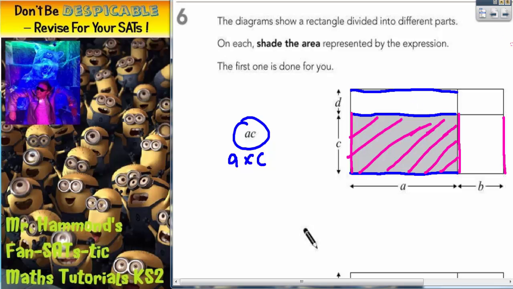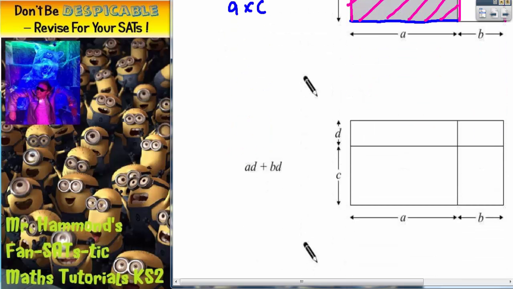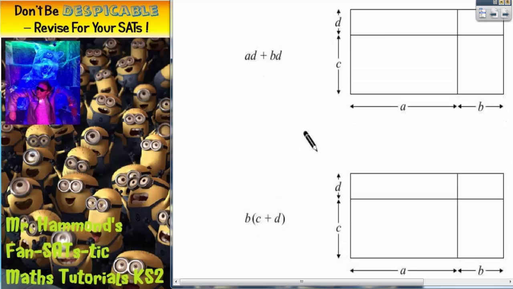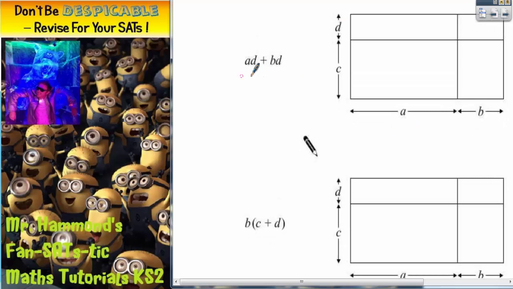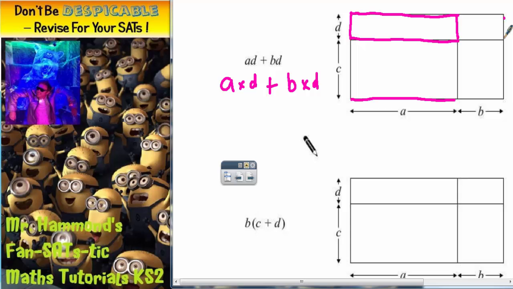Now we're going to use a similar sort of technique on the second part of the question. So on the second question, we've got A to D, which would be A times D, and we've got to do B to D, which is B times D. So first of all, let's shade in all the lengths which are A's. So this length is A, this length is A, and this length is A. Now let's shade in all the lengths with the D's. So this length is D, this length is D, and if we move that over there, this length is also D.